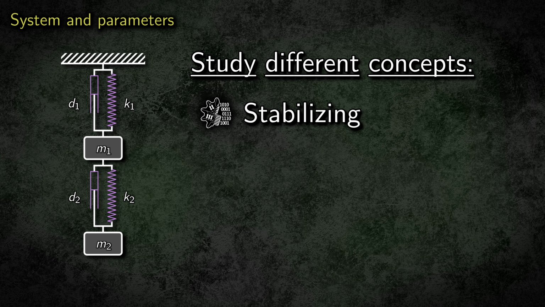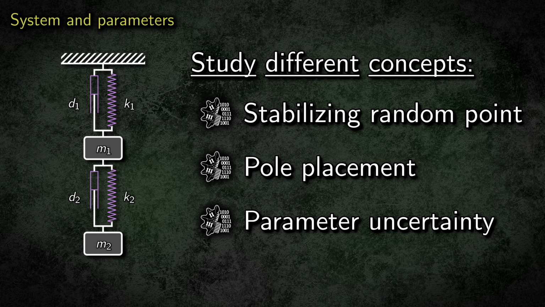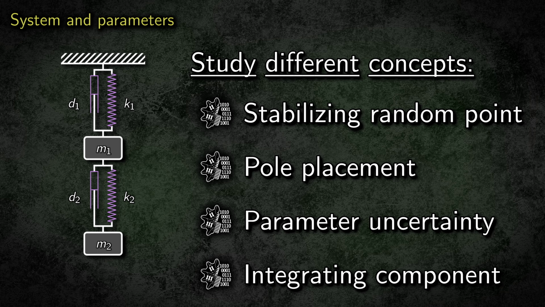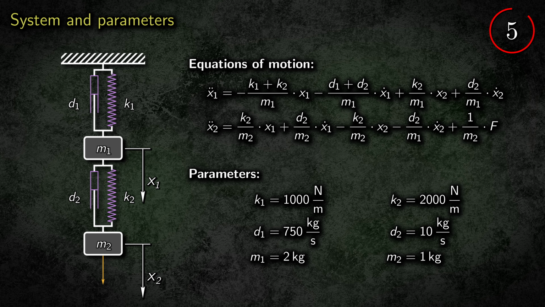Stabilizing the system around a random point that is not the origin. Later on we can use the same system to cover pole placement, the influence of parameter uncertainty, and how to implement an integrating component into the control concept. If you want to follow along with the implementation, here are the dynamical equations of motion for the system and the parameters. I will give you a few seconds to pause the video and screenshot them, so you have them for reference in case you need them later on.